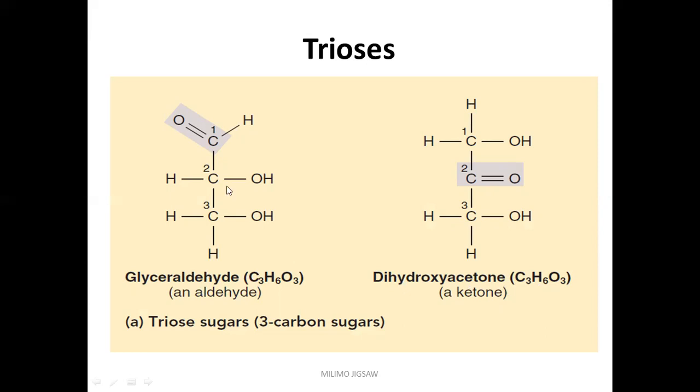So remember, the glyceraldehyde is an aldehyde carbohydrate. It has an aldehyde carbonyl group, so it has a terminal carbonyl group. And then when you look at the dihydroxyacetone, it is a ketone. So it has an intermediate carbonyl group. It is not a terminal carbonyl group.